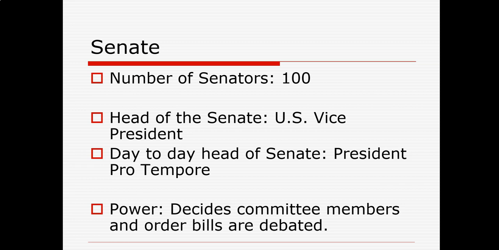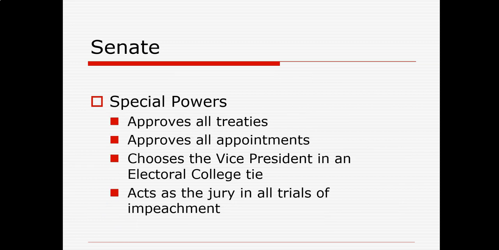If the House passes a bill but the Senate does not agree, that bill does not go anywhere, and vice versa. If the Senate passes a bill and the House of Representatives does not agree with it, that bill is not going anywhere, basically. Special powers of the Senate: approves all treaties, approves all appointments. In this case, if the president decides to fill a vacancy in the Supreme Court, the Senate would be the one that would give the consent, the okay, to that particular candidate to be part of the Supreme Court or not to be part of the Supreme Court.